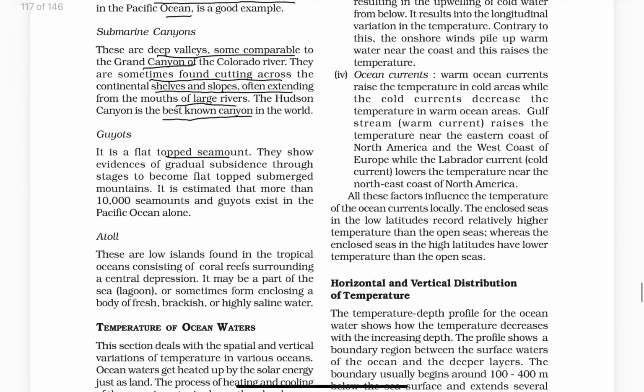Next we have the guyots. They are flat-topped seamounts. So it is a form of seamount having a flat top. They show evidence of gradual subsidence through stages, and it becomes a flat-topped submerged mountain. Some activity has happened there that flattens the top surface of the dead submerged mountains. It is estimated that more than 10,000 seamounts and guyots exist in the Pacific Ocean alone.